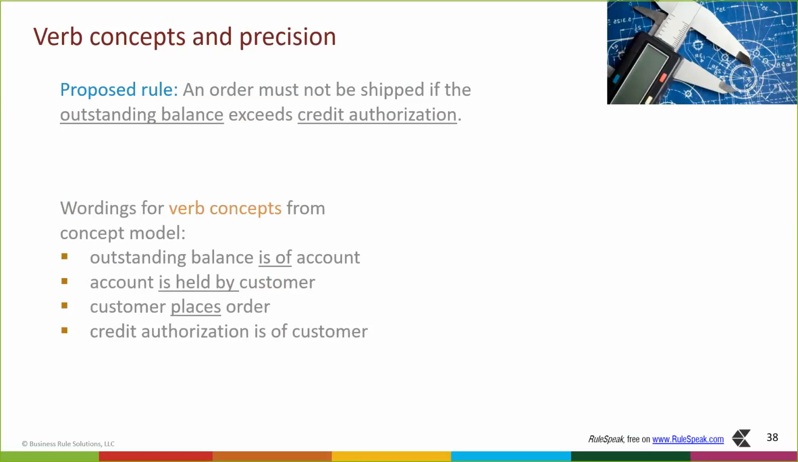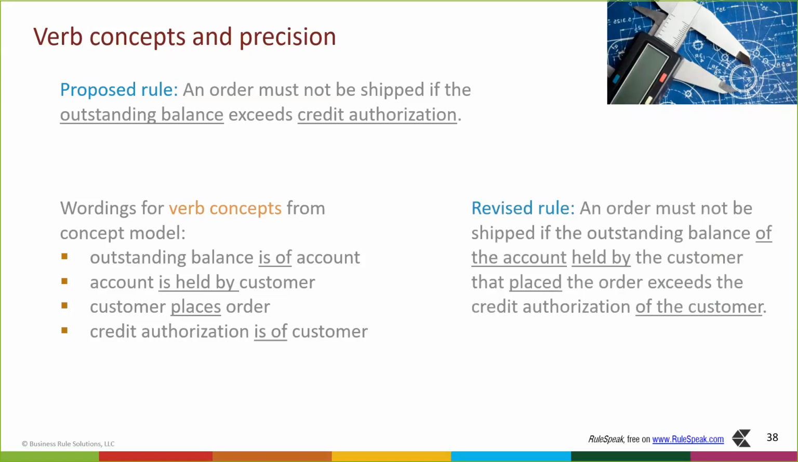So what we need in order to rectify that problem and eliminate the ambiguity is to take verb concepts from our concept model and insert them in the sentence to remove the ambiguity. So let's assume, for the sake of argument, that the relevant verb concepts, which I've listed here, are: account balance is of account, account is held by customer, customer places order, credit authorization is of customer. Those are the structural elements using verb concepts to indicate how our nouns relate to each other.